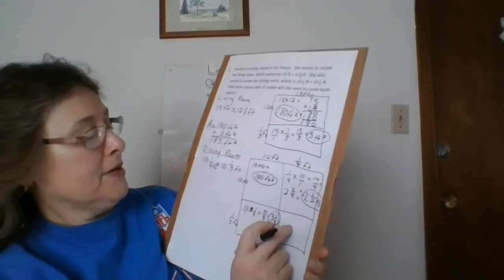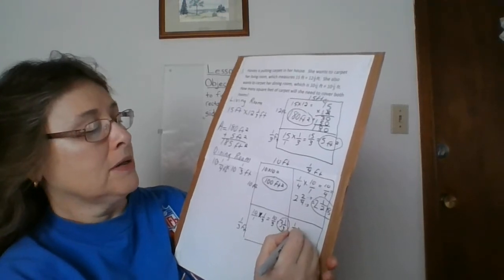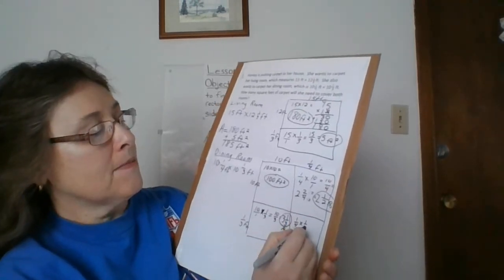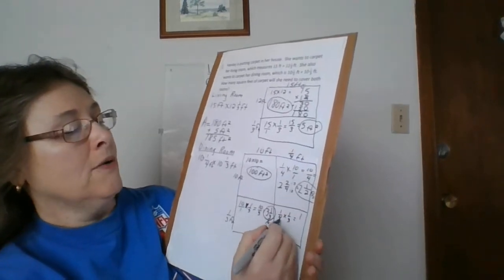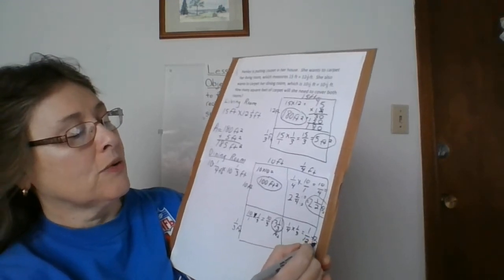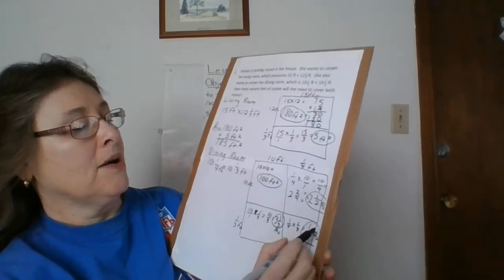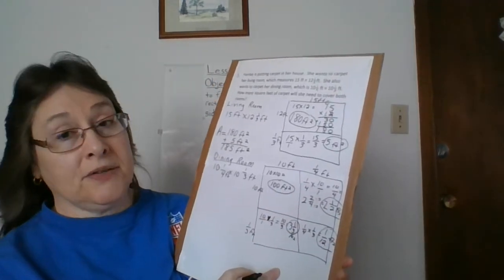So that is my area for that square. And now I have to do the last square. The last square is 1/4 times 1/3. Numerator times numerator: 1 times 1 is 1. 4 times 3 is 12 feet squared. Whew, got all 4 parts. I have all 4 of my areas.